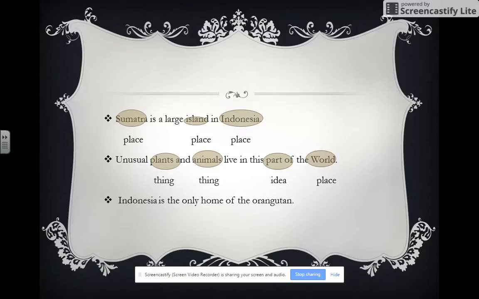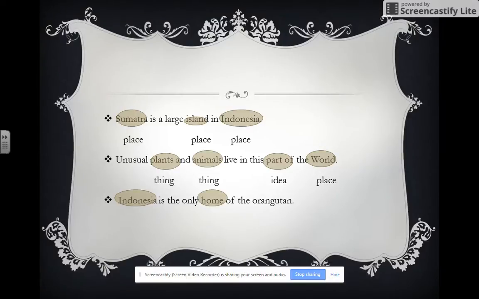Indonesia is the only home of the orangutan. Okay, let's take a look at Indonesia. Is that a person, place, or thing? Well, it's a place, so it's a noun. Is, a person, place, or thing? No. The, a person, place, or thing? No. Only, is that a person, place, thing, or idea? Nope. Home, is that a person, place, thing, or idea? Home would be a place. It's a noun.